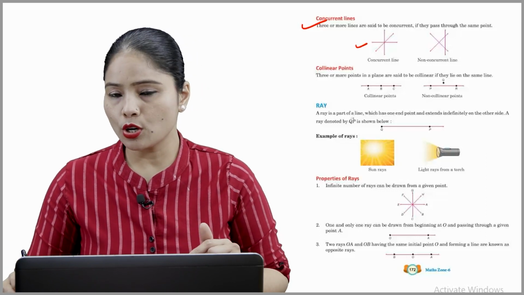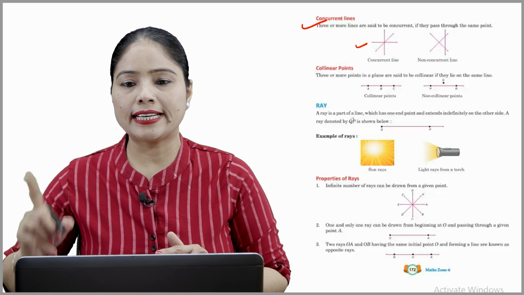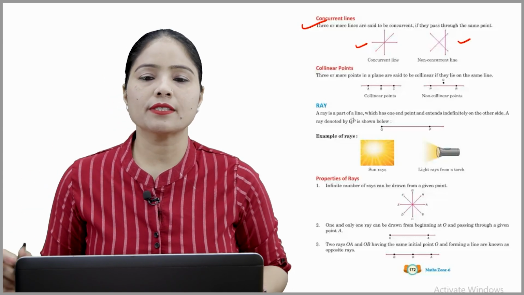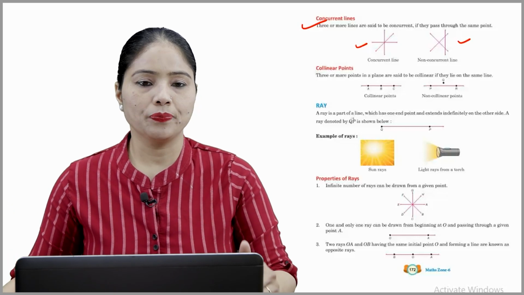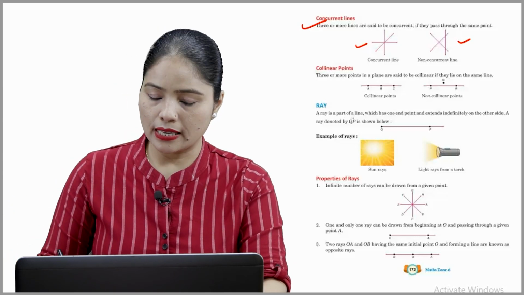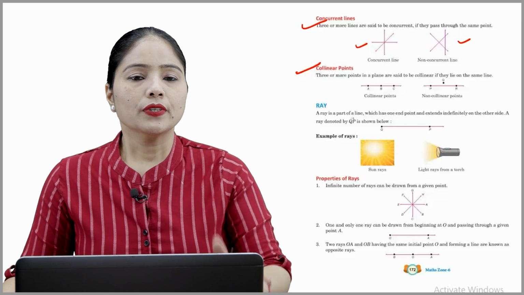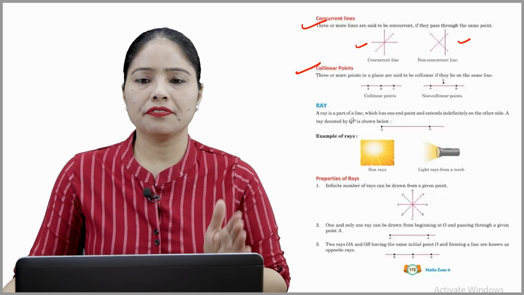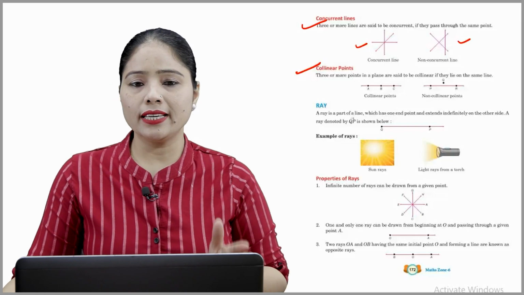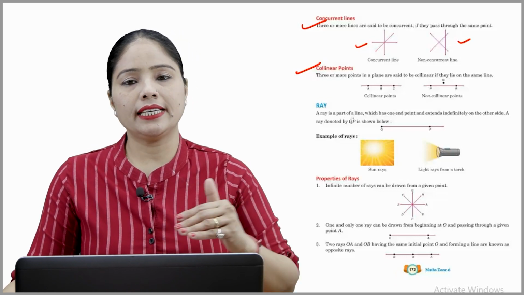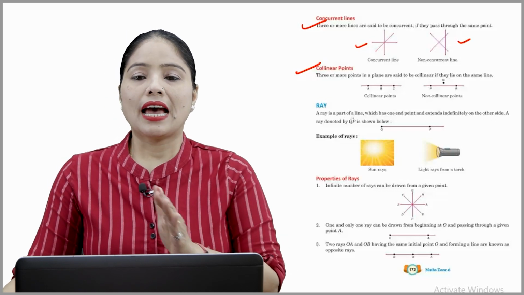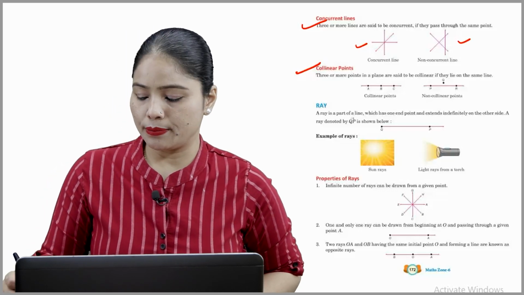And this is not a concurrent line, it's a non-concurrent line, क्योंकि ये एक जो line है वो same point में से नहीं pass हो रही है. Now collinear points. अब ये क्या होता है? Let's see. 3 or more points in a plane are said to be collinear if they lie on the same line, like A, B, C. ये हमारी same line पे है, that is why it's called collinear points. And this is non-collinear points beta.